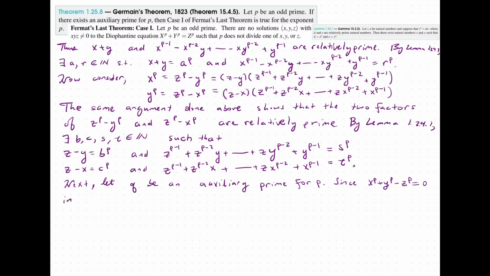And this implies that x to the p plus y to the p minus z to the p is congruent to 0 mod q. In fact, since it's equal to 0, it will be congruent to 0 modulo any natural number m that we choose. And so there's nothing happening here from this, but we are going to use this equation to our advantage. Because what we are going to claim now is that q divides x, y, or z.